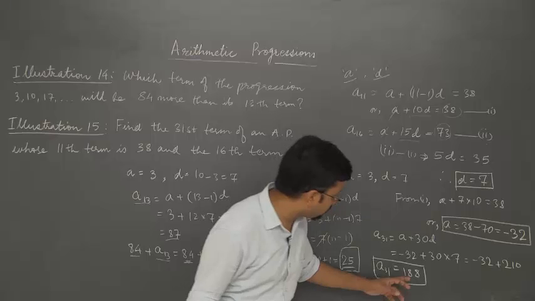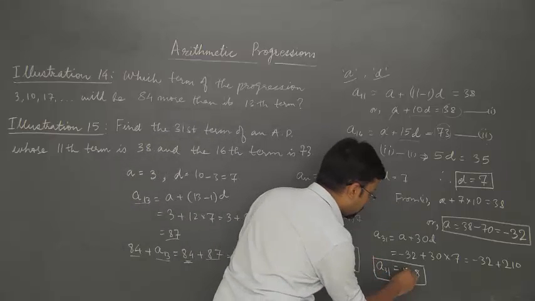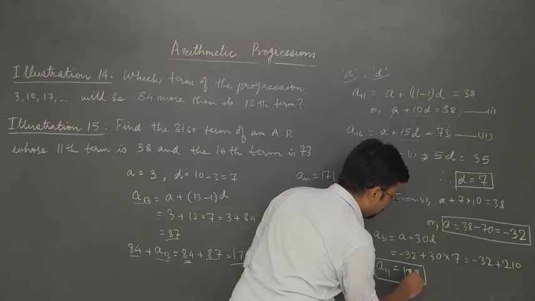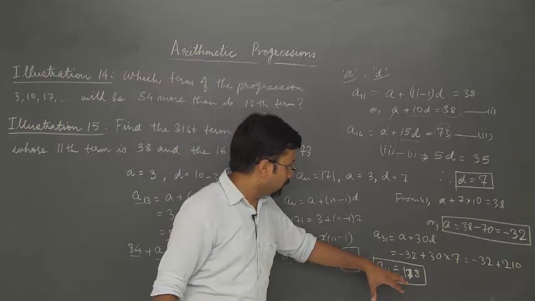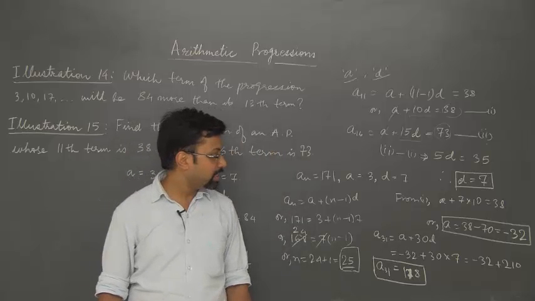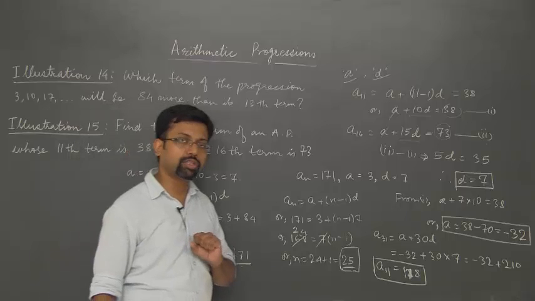188. Is it right or am I wrong? I think it's 178. It will come out to be 178. I think I'm a bit weak with the calculations, but you shouldn't be. So it's 178. 210 minus 32 would be 178. So this is how you obtain the value of the 31st term.